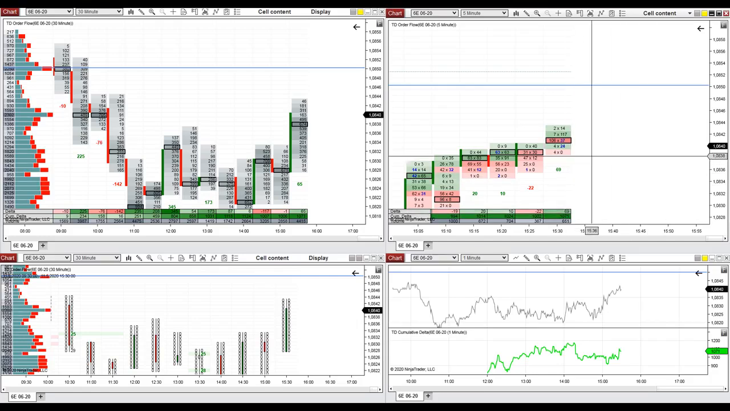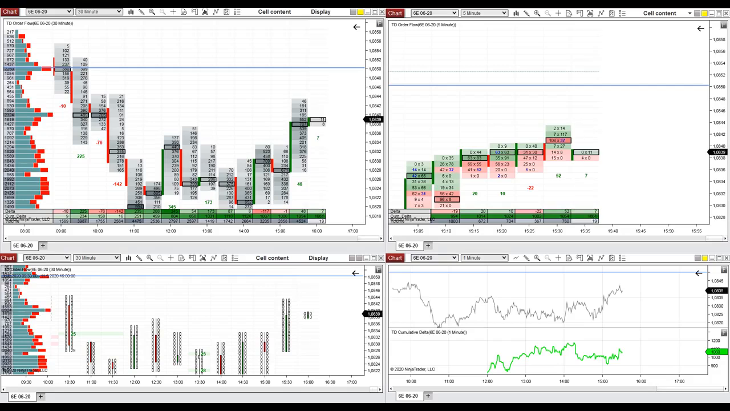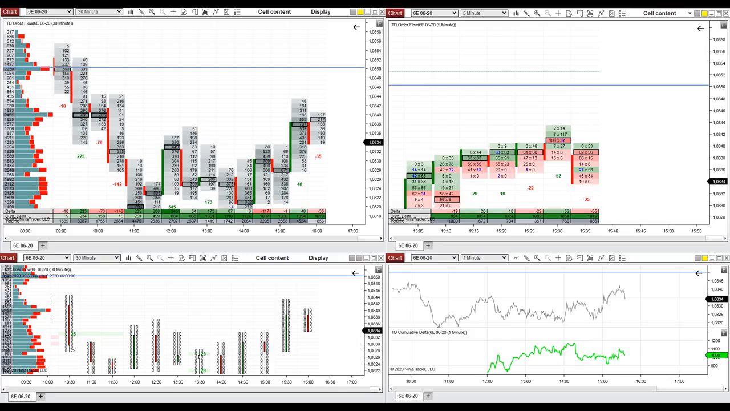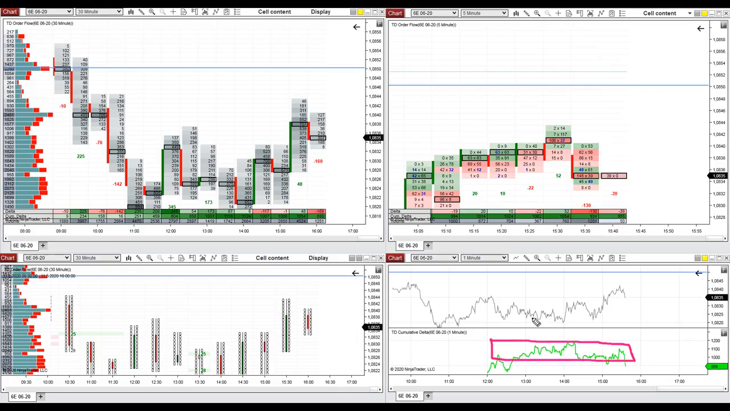Delta slightly positive. Alright, so nothing special in here. Only this buying imbalance, but we also see sellers in here. So nothing special. Delta is still moving sideways.